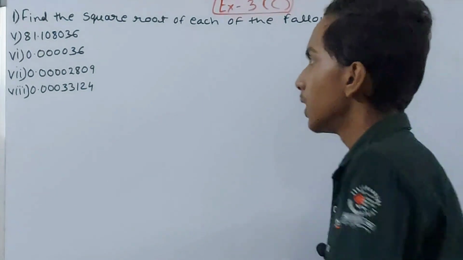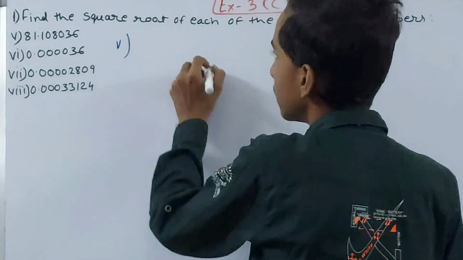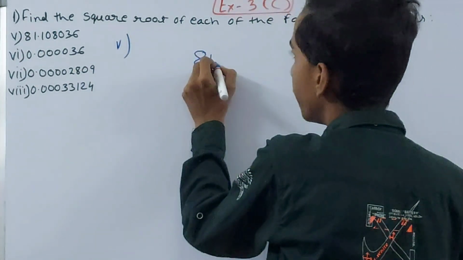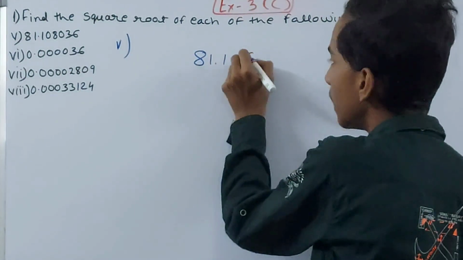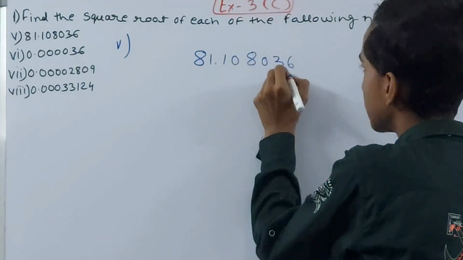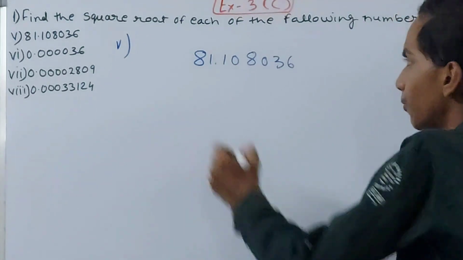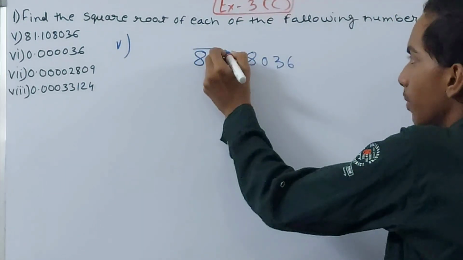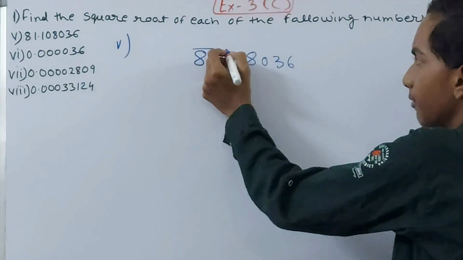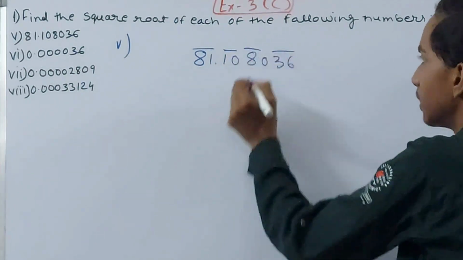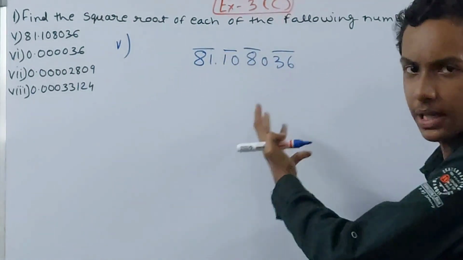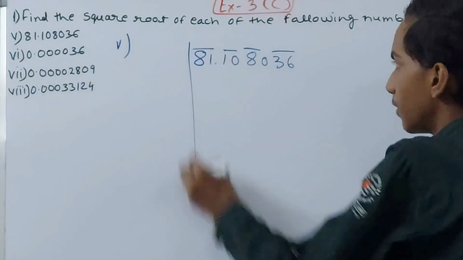Next one is the fifth part, and it is 81.108036. Make the pairs as I told, from left to right here, and from right to left here, and from left to right over here. So 1 pair here, 3 pairs after the decimal. Let's find the square root.